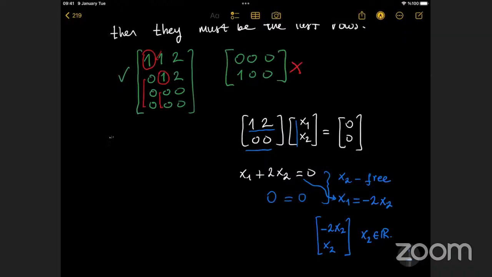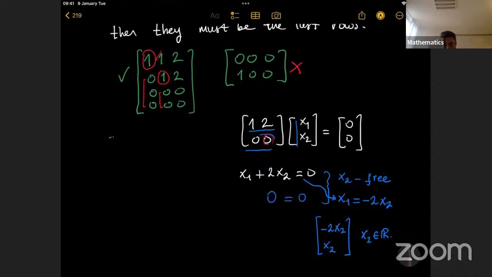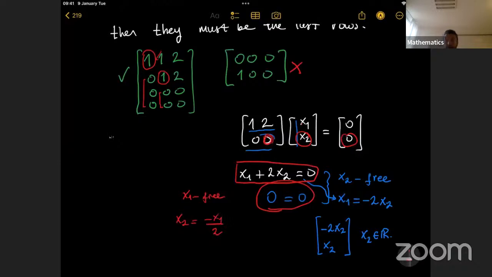I do not understand the free variable. Free means it can be any number, because there is no condition on it coming from the second row. The second row says 0 times x1 plus 0 times x2 is equal to 0, which is 0 is equal to 0. That means there is no condition on the second variable. So there is only one equation, but there are two variables. One equation, two variables, that means one variable is free. You can also say x1 is free, and x2 is minus x1 over 2. That's also fine. Oh, okay, now it makes sense. Thank you.